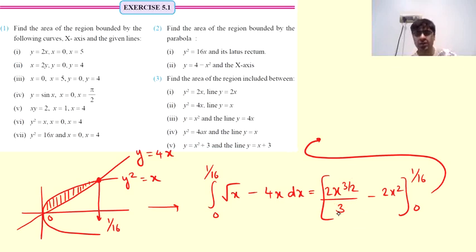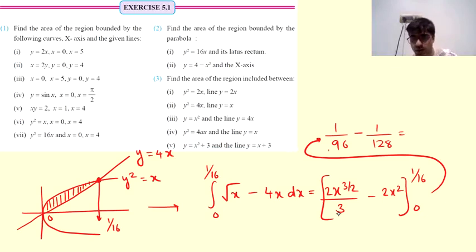So when we do that, the denominator will be 64. Yeah, because it's going to be 1 by 16, the root of it, that will be 1 by 4, the cube of it, that will be 1 by 64, into 2 by 3. So that will be 1 upon 32 into 3, which is 1 upon 96 minus 2x square. That's 2 upon 256, which is 1 upon 128.